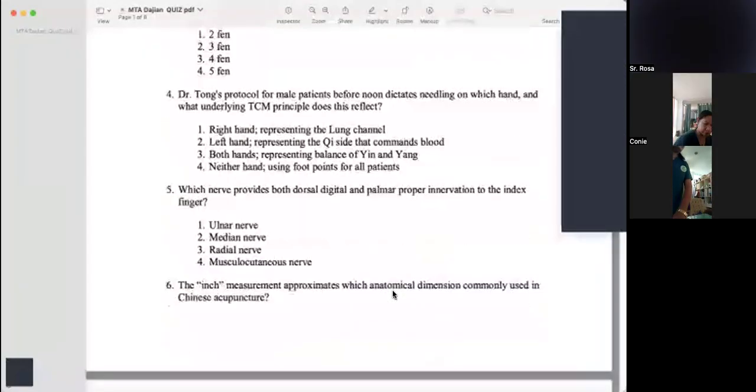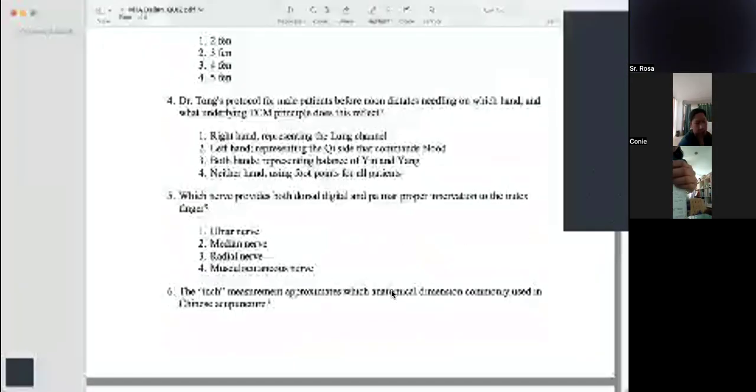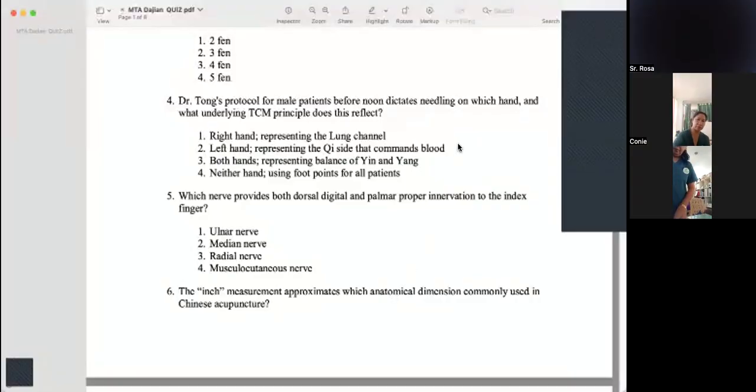Dr. Tung's protocol for male patients before noon dictates needling on which hand, and what underlying TCM principle does this reflect? So the patient should make an appointment before noon. What's the answer here? Left hand, because he is male. So number 2. The chi side that commands blood. So we are moving the blood.